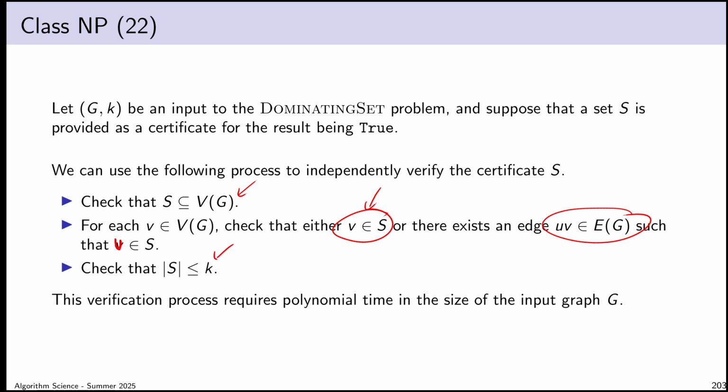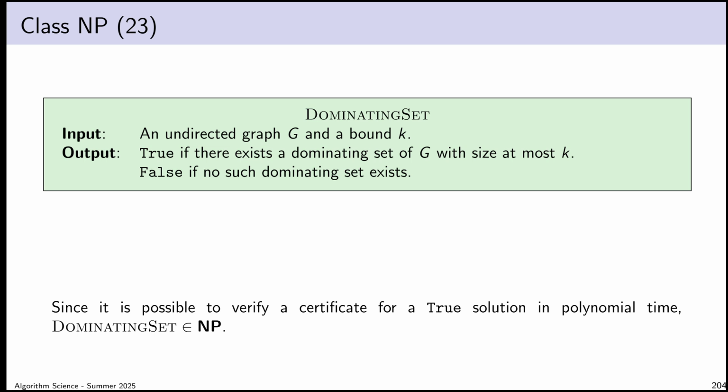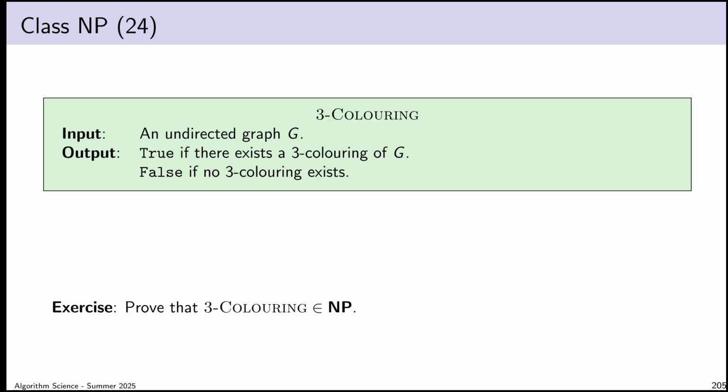And then I check that the size of the set is at most k. And clearly this can be done in polynomial time in the size of the graph. And so I've just shown that dominating set is in NP. It is a problem that is in NP.